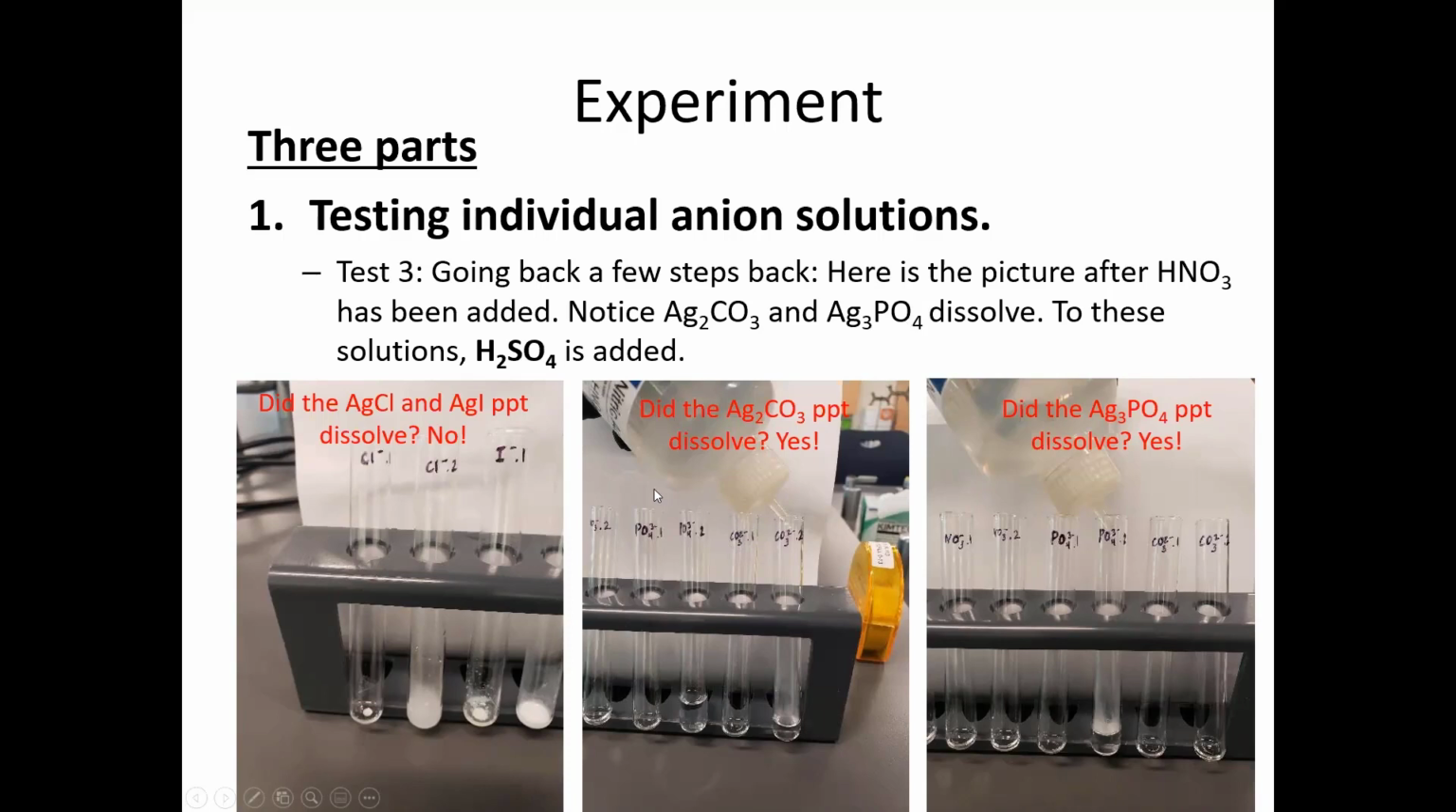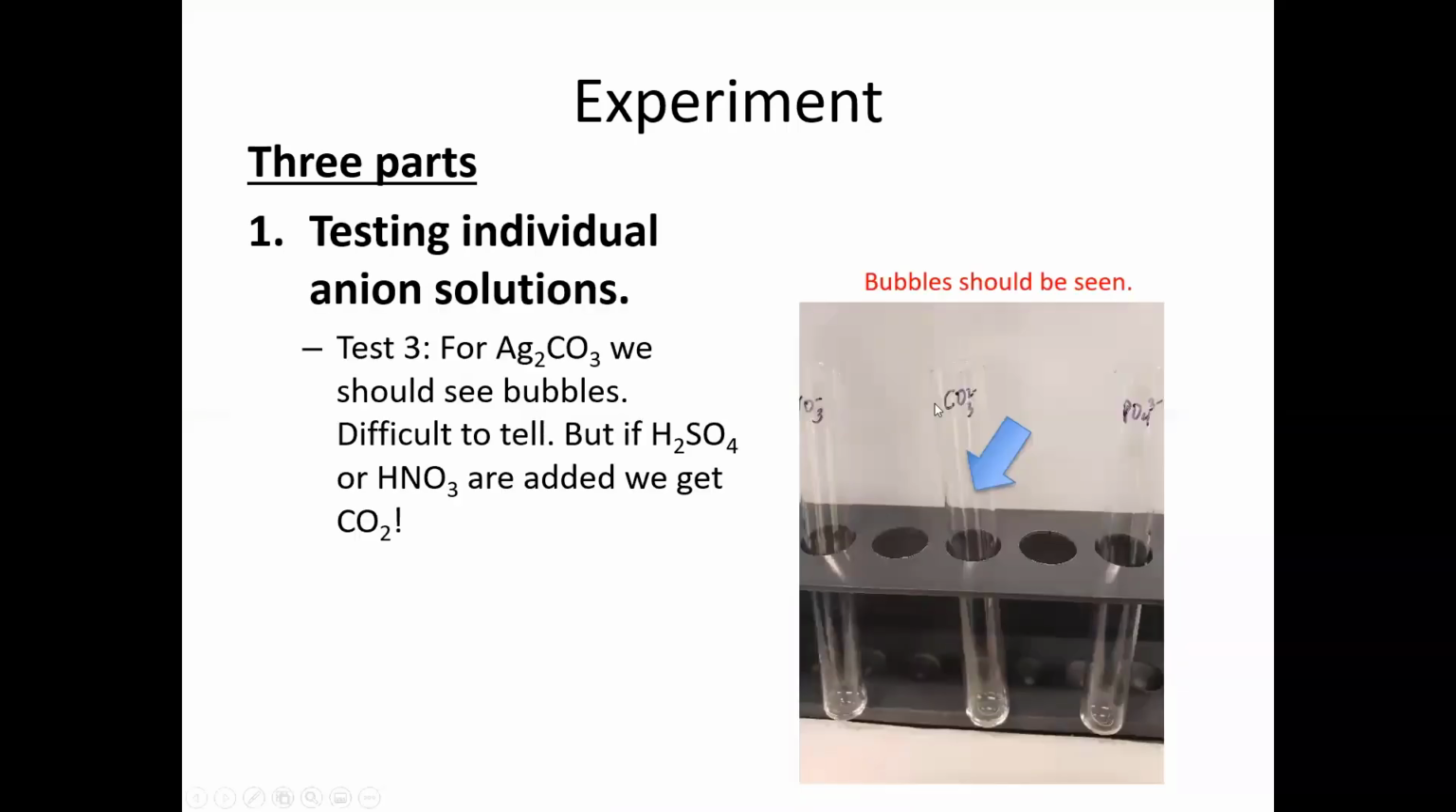When we add silver nitrate, there's a white precipitate in both phosphate and carbonate, right? And then we add nitric acid. The precipitate disappeared in both of the test tubes. For the carbonate test tube, we are also supposed to see some gas forming there. However, because the concentration is not very high, there's a possibility you won't see any gas bubbles. So if you take a really close look, you should see a little bit of air bubbles in there.